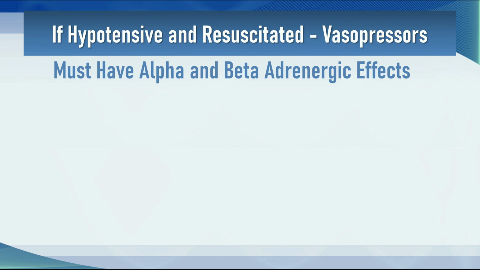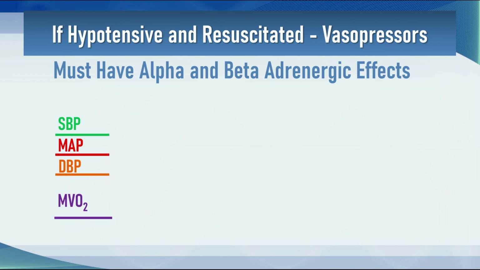If the patient is hypotensive and vasoplegic for any reason and has been fluid resuscitated, then you must give a vasopressor with alpha and beta adrenergic effects, not phenylephrine. What follows is a drawing from an illustration from a pharmacology book burnt into my memory decades ago. I'm going to draw a series of lines in sequence: systolic blood pressure, mean arterial pressure, diastolic pressure, and myocardial oxygen consumption. We are now going to give the patient noradrenaline, norepinephrine.